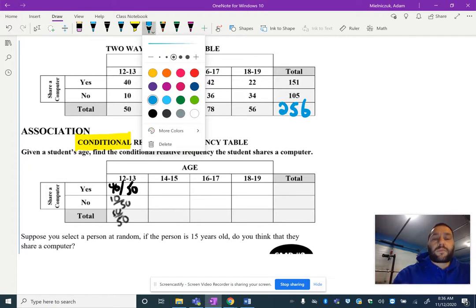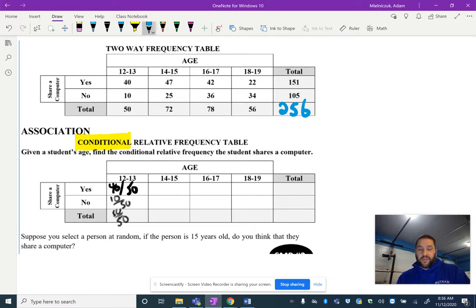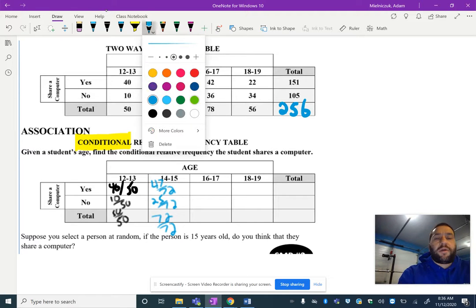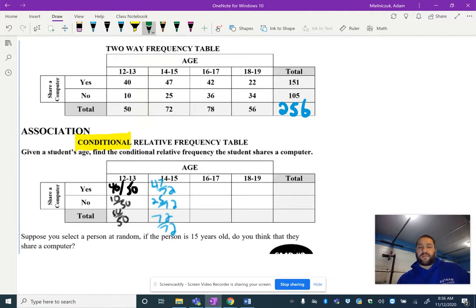So if you are within the age bracket of 14 to 15, that's our condition. Do you share a computer? Here we can see that 47 out of 72 said yes. 25 out of 72 said no. And again, our total would be 72 out of 72. What about from 16 to 17?